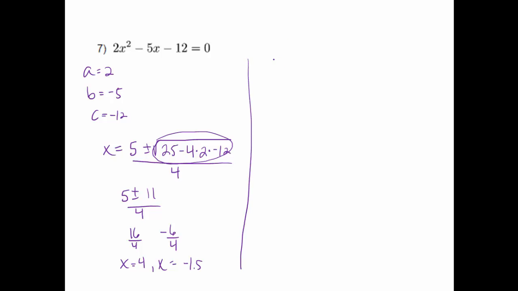If you'd prefer to factor it, we're going to have 2x. I actually will be looking for a negative 24. Don't forget we're going to have to divide that by 2 when we're done. And I'm looking for negative 5. I believe negative 8 times 3 will work. And I'll divide this part out by 2.